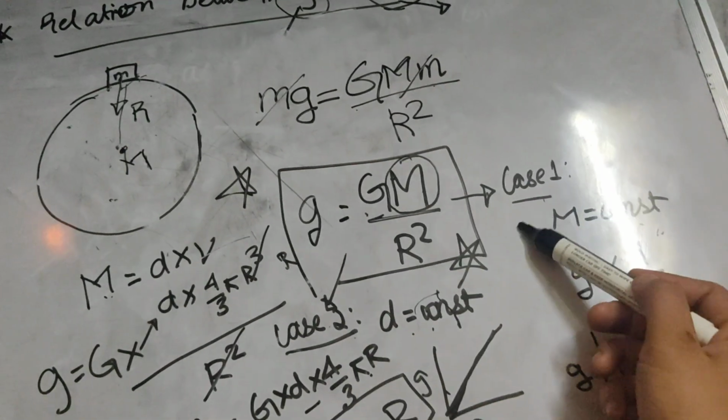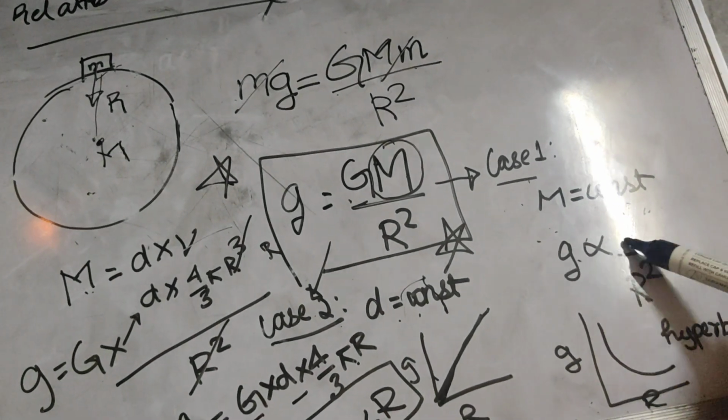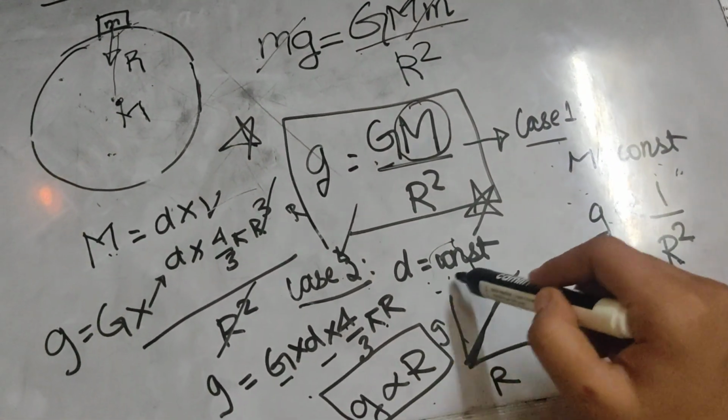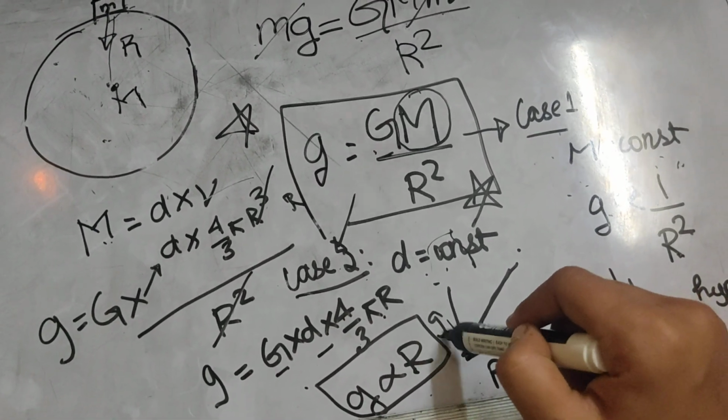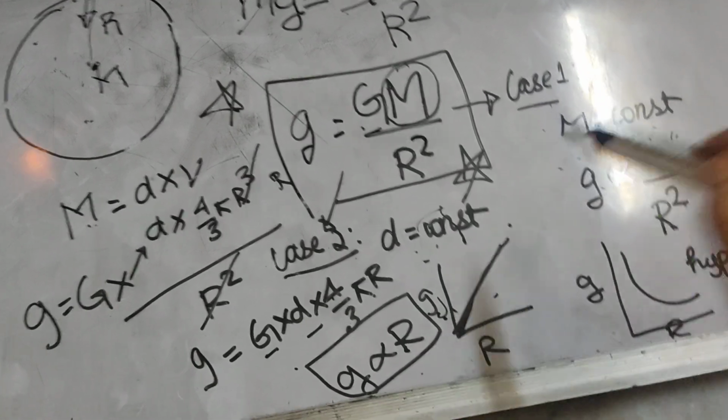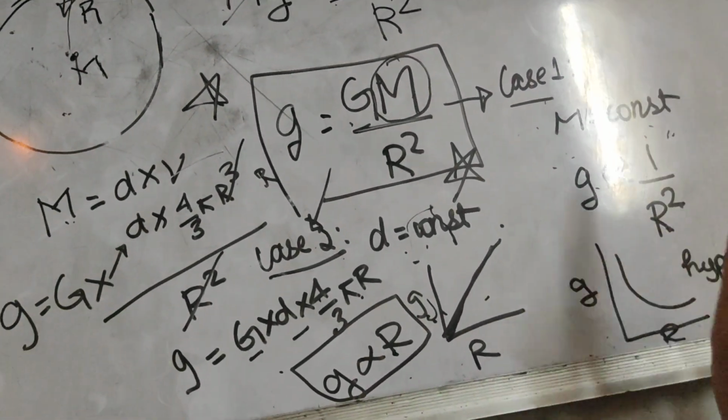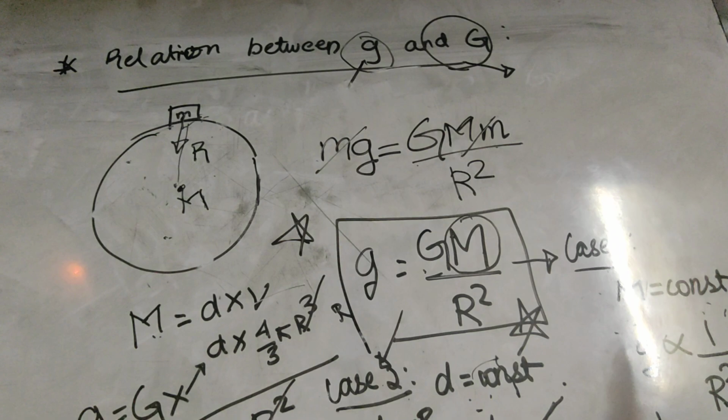Okay, so there are two cases. Mass is constant, g is inversely proportional to R square. Density is constant, g is directly proportional to R. And here the graph is a straight line and here the graph is a hyperbola. I hope I am very clear.